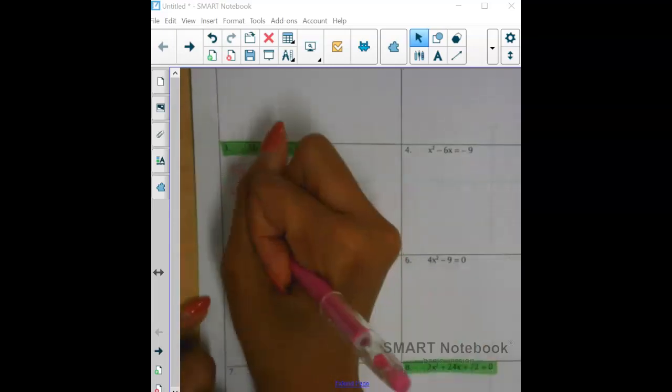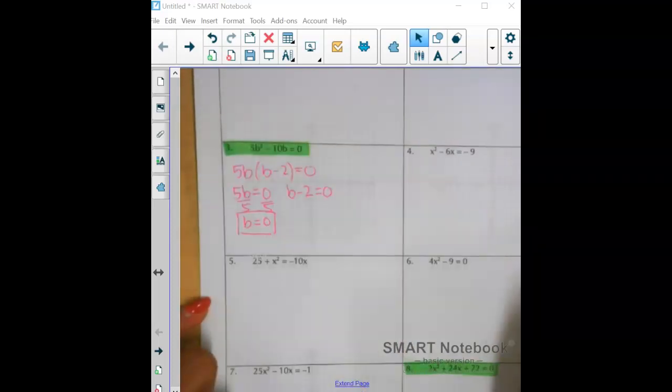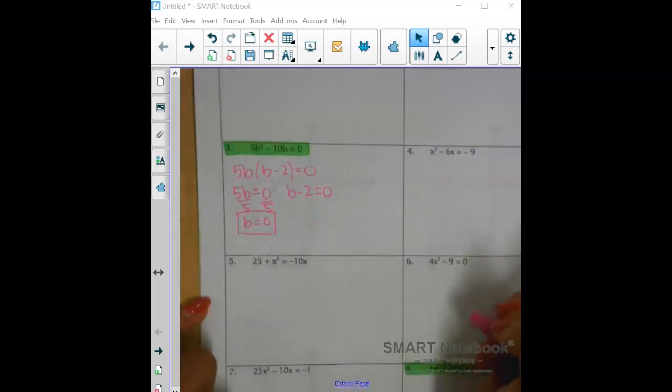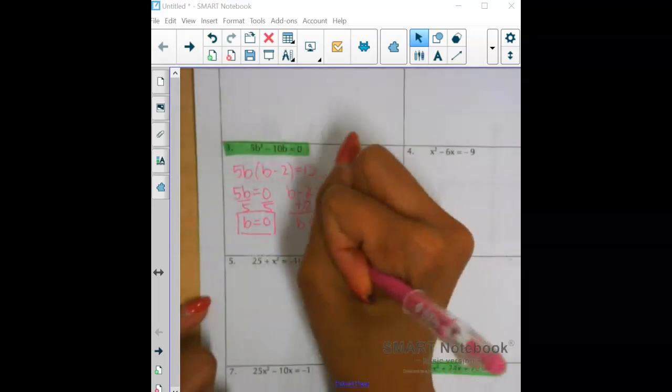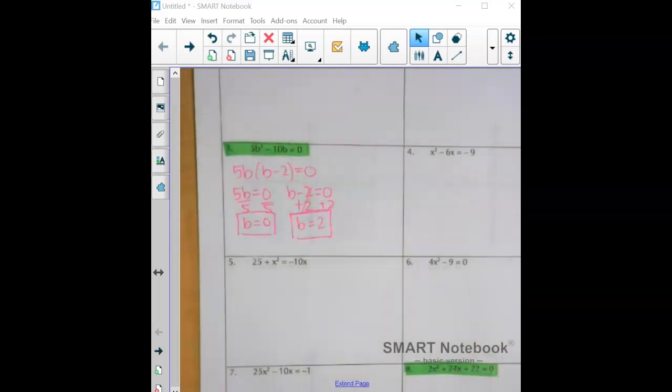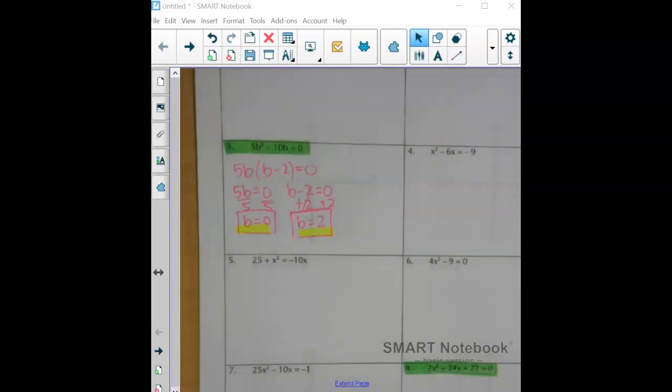So in order to solve, I'm going to divide both sides by 5 first. So b is going to equal 0. That's one of the x-intercepts, or one of the b-intercepts. And then I'll add 2 to each side. So b is going to be positive 2. These two answers are what you should have found. B equals 0 and B equals 2. Those are your two answers.